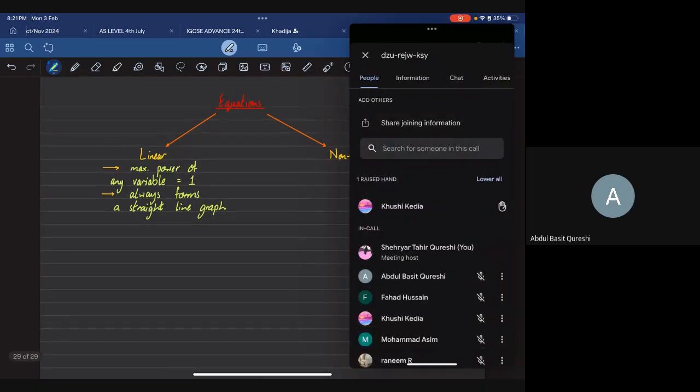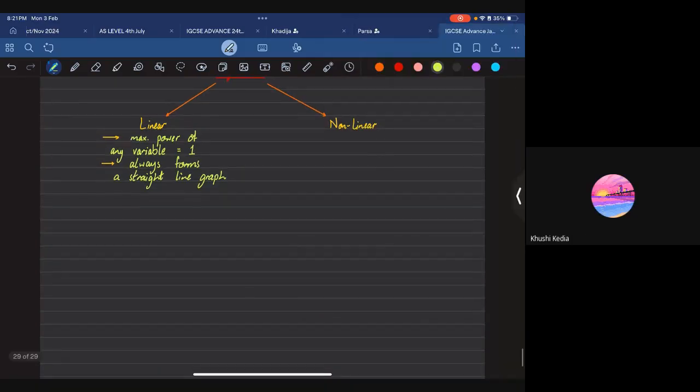Yes, Kushi. Is it mx plus 3? Mx plus, sorry, mx plus c. Mx plus c. All right. Yes, Kushi, you're right. It's mx plus c.